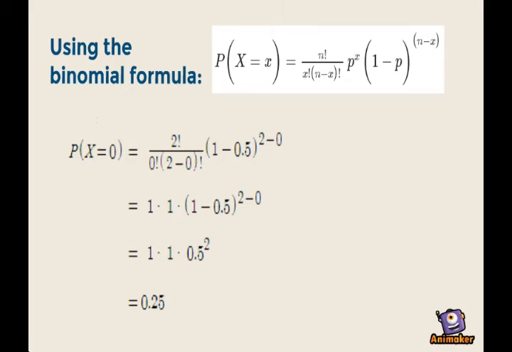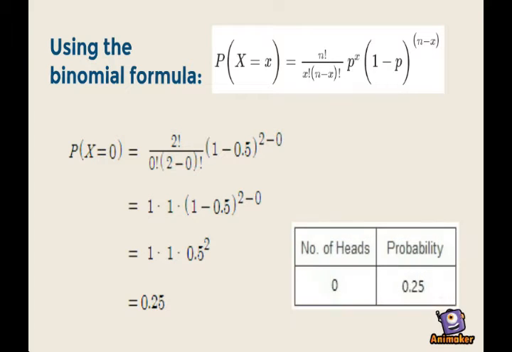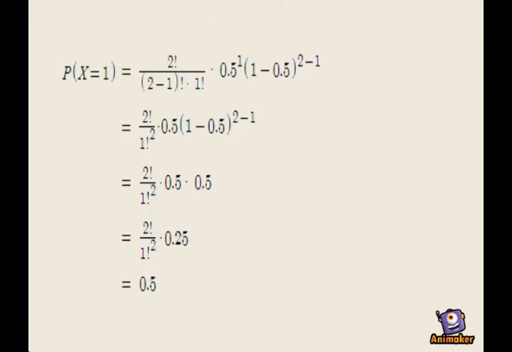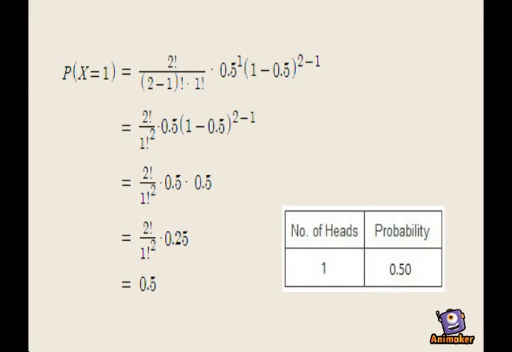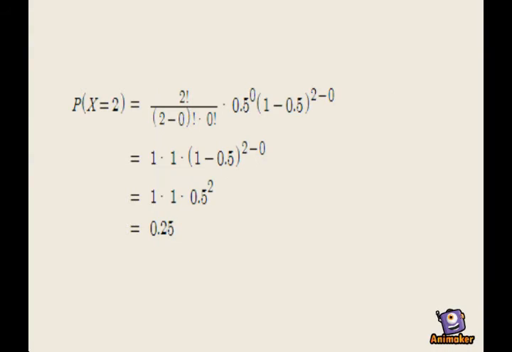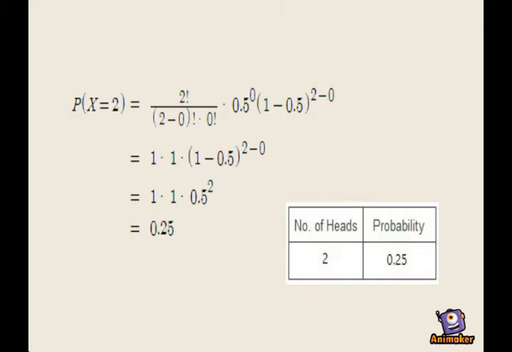Using the binomial formula, we plug in the values when x is equal to 0. Then we substitute the values when x is equal to 1. Lastly, we substitute the values when x is equal to 2.